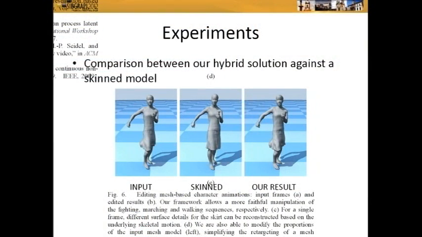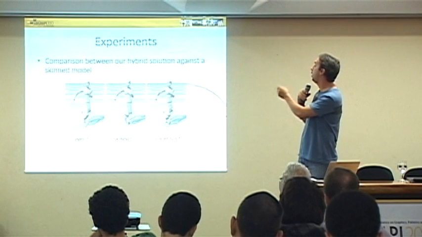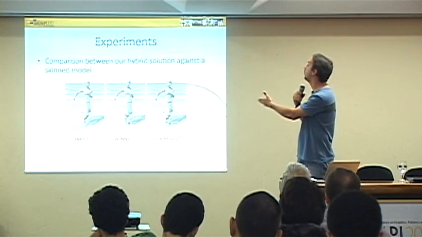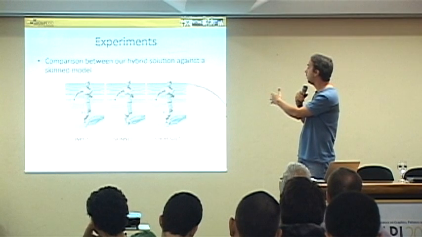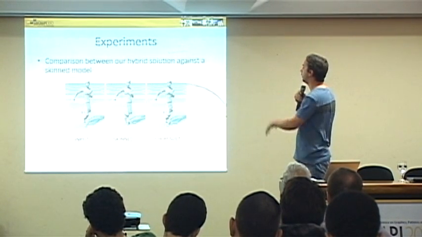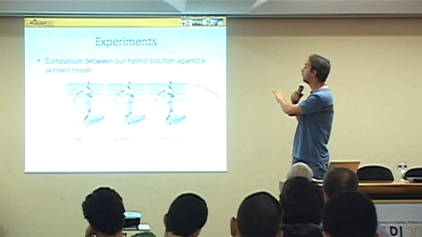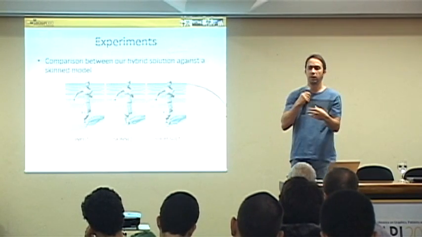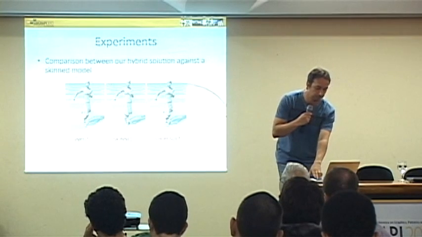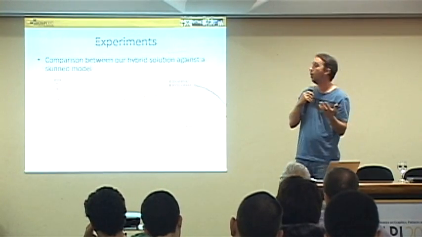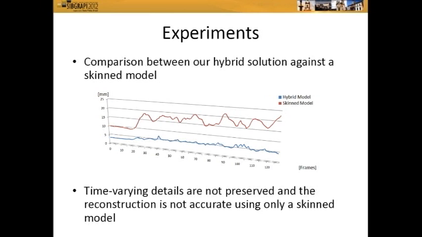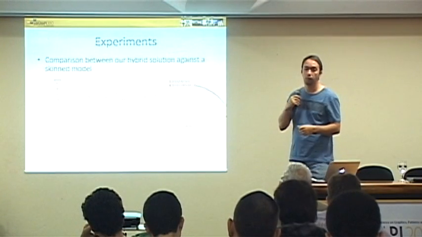So you cannot generalize well to different input configurations. If you see a single frame and compare our hybrid solution and the skinning result, especially on the skirt, you can see that our approach represents the input much better in comparison to skinning. Skinning is not able to really capture these details. This can also be seen in a graph, where in blue you can see the error of our hybrid representation in reconstructing an input sequence, in comparison to the skinning result, which is much higher.